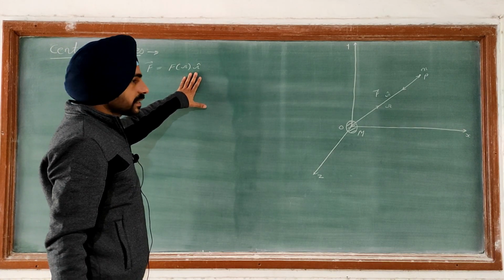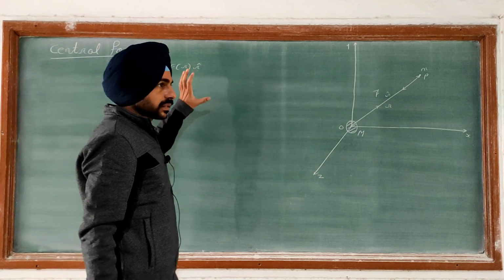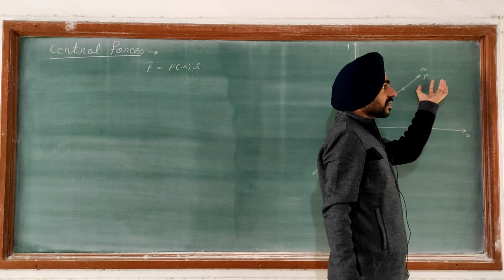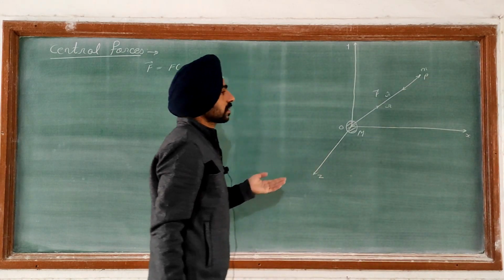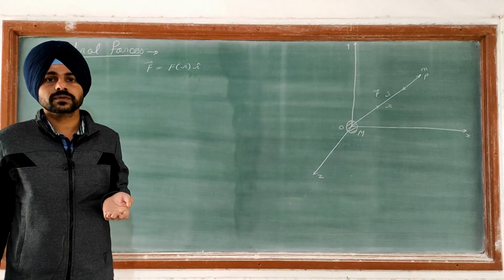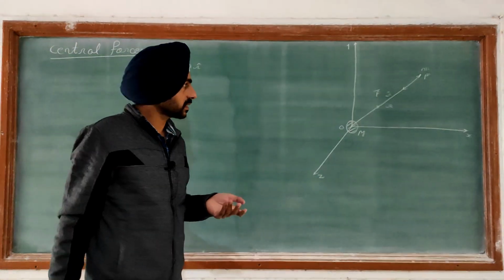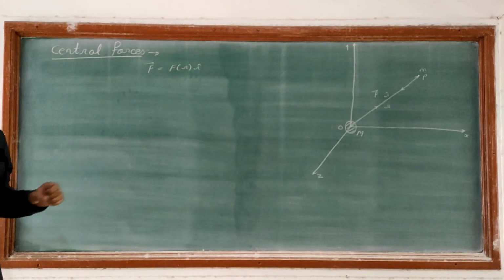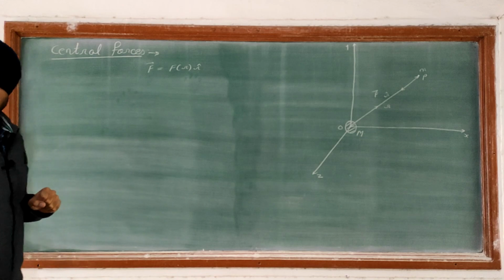The gravitational force between two objects having masses small m and capital M, or the electrostatic force between two stationary charges, are central in nature. Now we will discuss the properties of central forces.